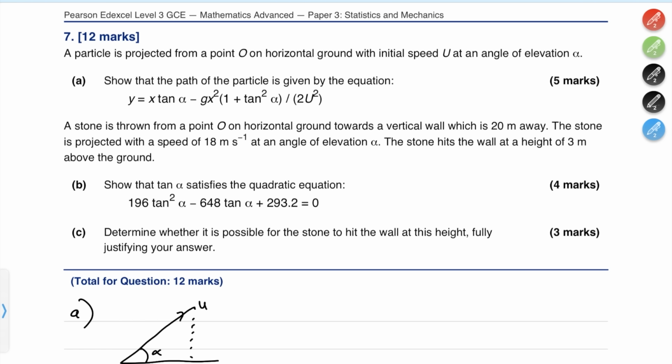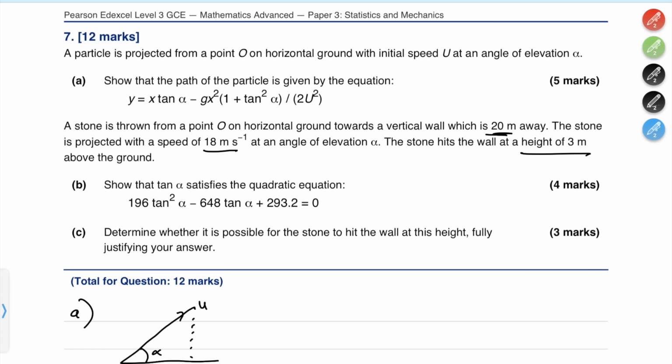A stone is thrown from a point O on horizontal ground towards a vertical wall which is 20 meters away. The stone is projected with a speed of 18 meters per second at an angle of elevation alpha, and it hits a wall at a height of 3 meters above the ground. So we've got 3 pieces of information there. We've got y is equal to 3 because we've got a height of 3. We've got speed of 18, and we've got the distance x of 20.